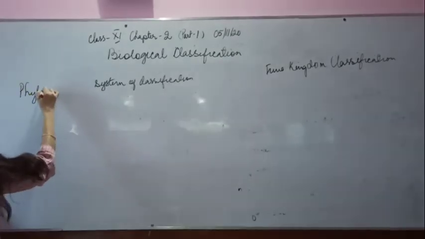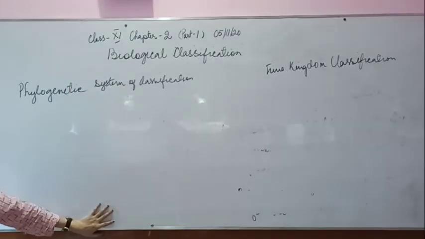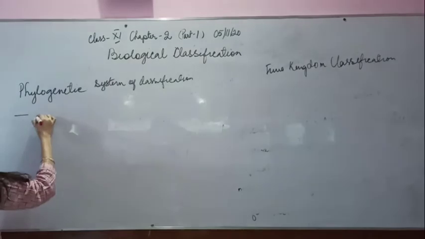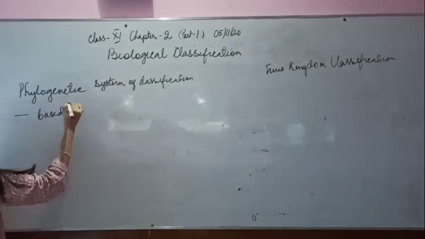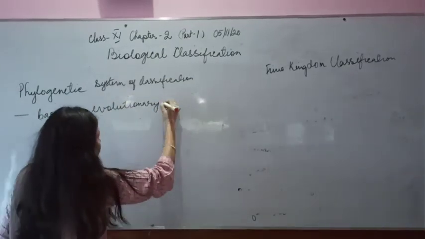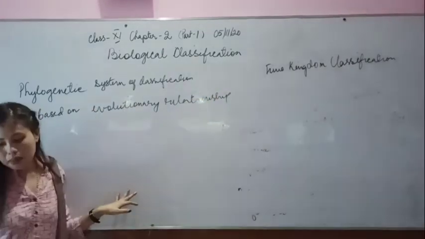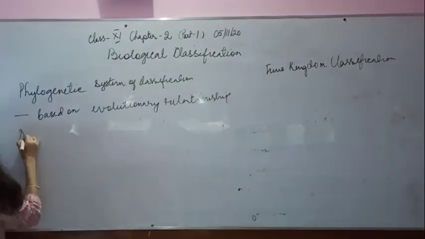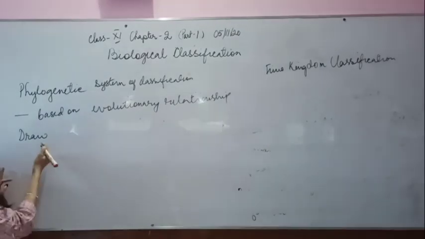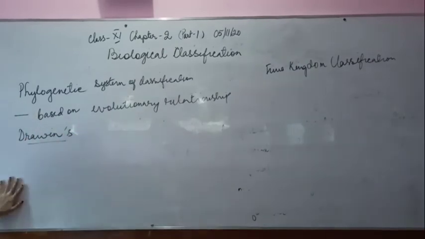So the third system of biological classification is the phylogenetic system of classification. And when we say phylogenetic system of classification, it means this system of classification is based on evolutionary relationship among organisms. This system is based on the work of the father of evolution. Who is the father of evolution? Darwin. So this phylogenetic system of classification is based on Darwin's book.